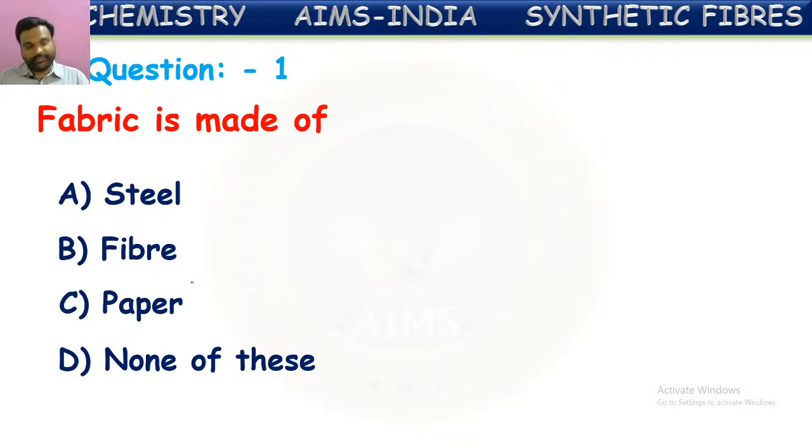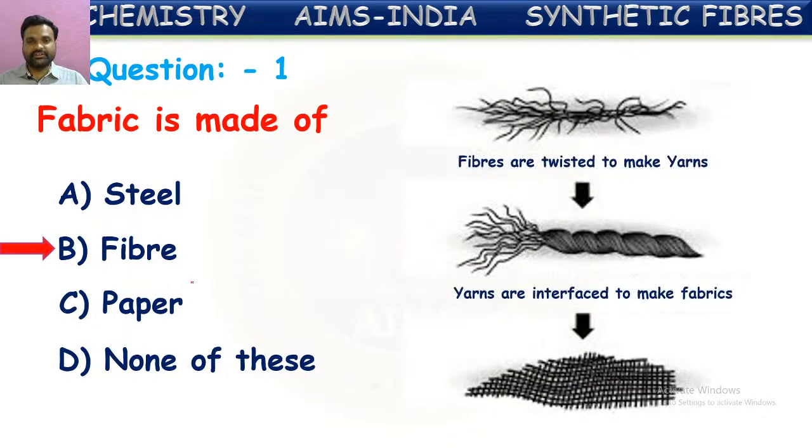Fiber. Very good. Fiber is the correct answer, because fabric is prepared from fiber. This fiber is derived from either natural resources or artificial resources. These fibers are twisted to make yarn. You can see here, these are the fibers which are derived from natural resources like plants and animals, and from man-made materials also. These fibers are twisted to form yarn. When many fibers are twisted all together, we get yarn like this.